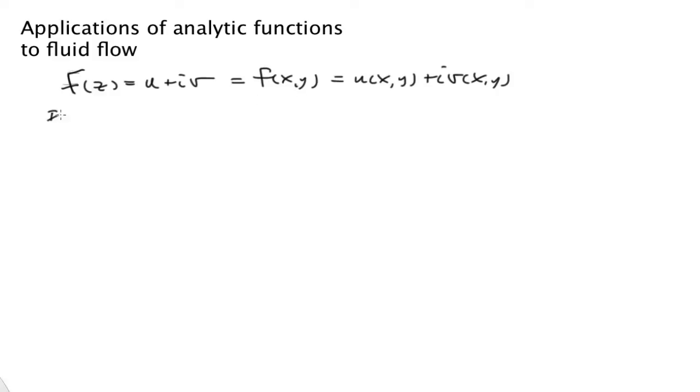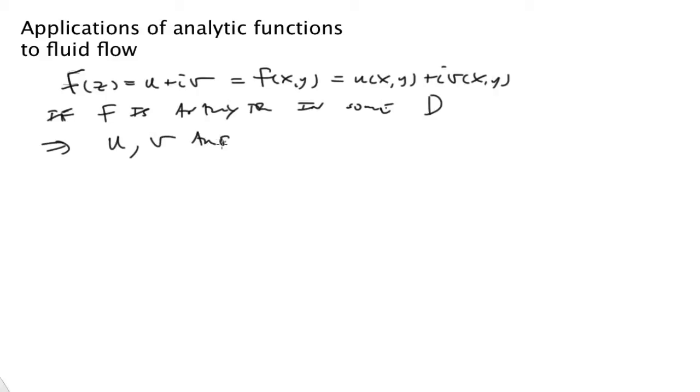And we know that if f is analytic in some domain D, so some subset of the complex plane, an open set, then we know that u and v are harmonic functions. This puts perhaps the central attention on f of z being an analytic function.